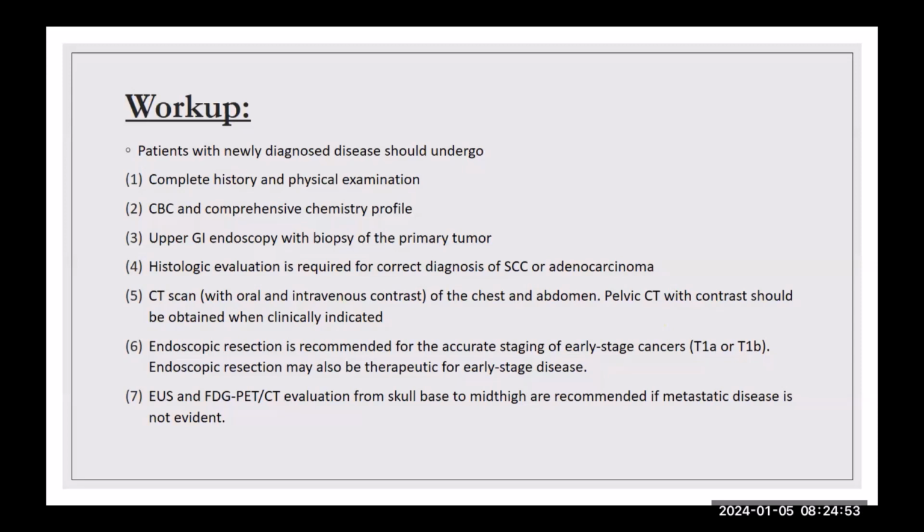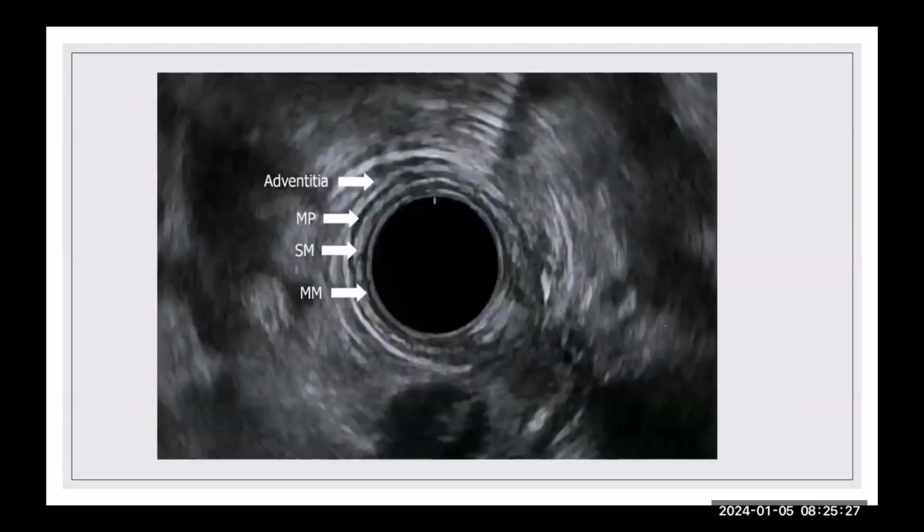CT scan of the chest and abdomen, and if required, pelvic CT as well. Endoscopic resection is recommended for accurate staging of early stages like T1a and T1b. And endoscopic resection may also be therapeutic for early stages of the disease. FDG PET-CT from skull base to mid-thigh is recommended if metastatic disease is not evident. And if we do FDG PET-CT, usually in 10 to 20% of cases there will be upstaging of the disease. There might be some occult metastasis, including retroperitoneum, which we can find on PET-CT.